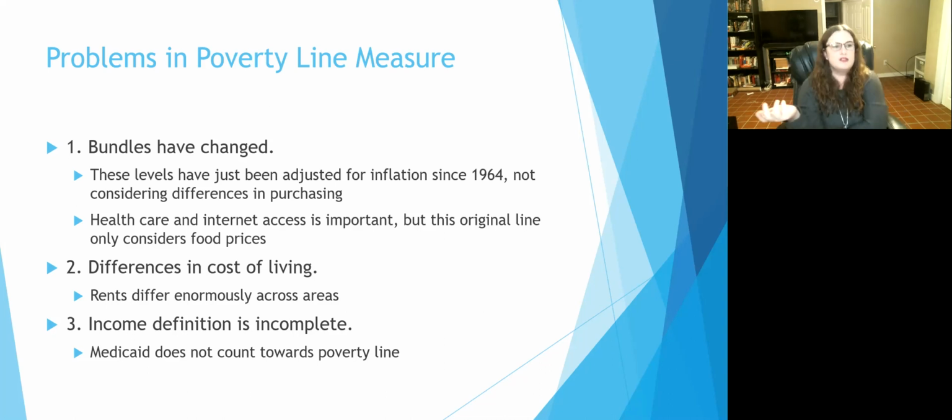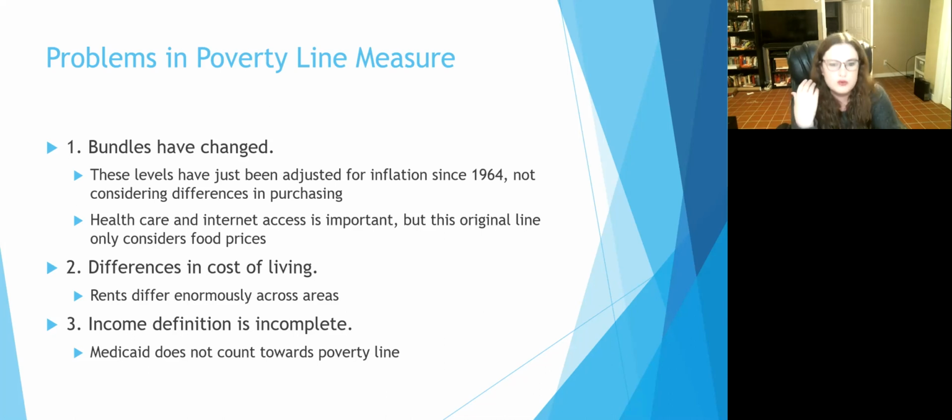We also now have differences in cost of living, right? Having one poverty line does not make sense when we have drastically different costs of living. In Los Angeles, I think the average rent there is something like $3,000. To be able to live there, to reasonably live there in cost of living, you need to make at least $50,000 or $60,000 a year and have roommates, lots of roommates.